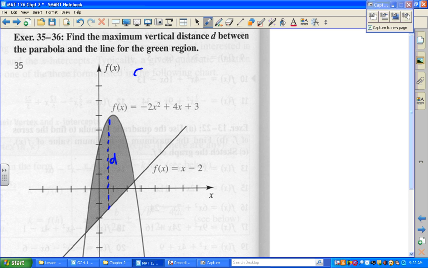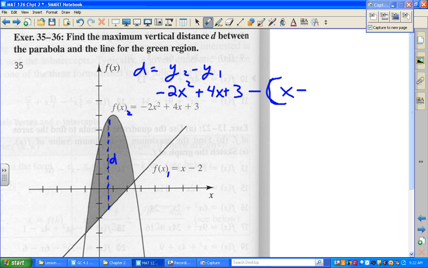Well, D is nothing more than y2 minus y1, right? Anywhere on that graph, this is y2, and anywhere on that line is y1. How do you find the distance? You subtract the 2. So I have negative 2x squared plus 4x plus 3 minus 4 times, so I don't forget, x minus 2. That is what D equals.